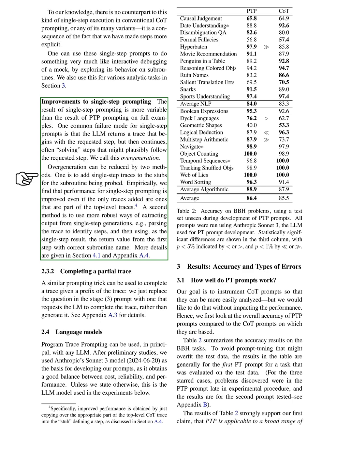We can reduce overgeneration in 2 ways. First, we can add single-step traces to the stubs of the subroutine we are examining. Our findings show that even adding traces from the top-level examples enhances the performance of single-step prompting. The second method involves using more effective techniques to extract output from single-step generations, such as parsing the trace to identify steps and then using the return value from the first step with the correct subroutine name as the single-step result. More details can be found in the section and appendix.